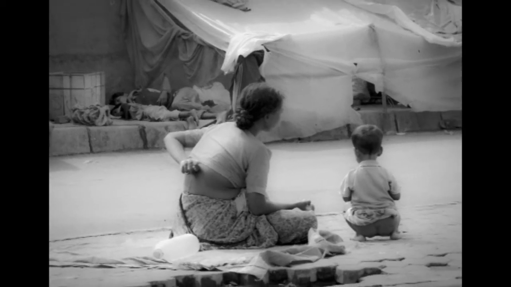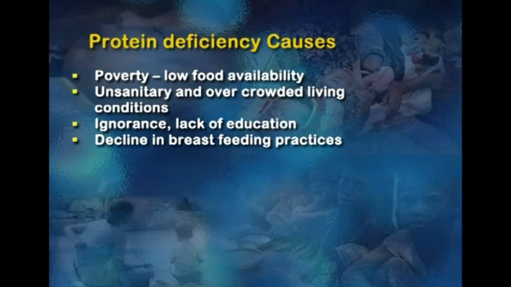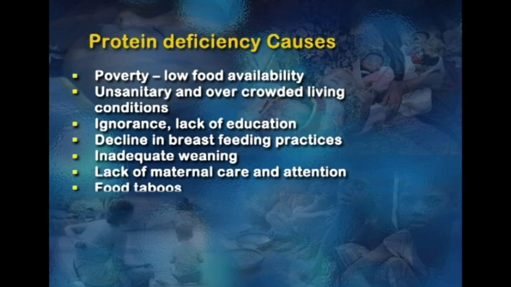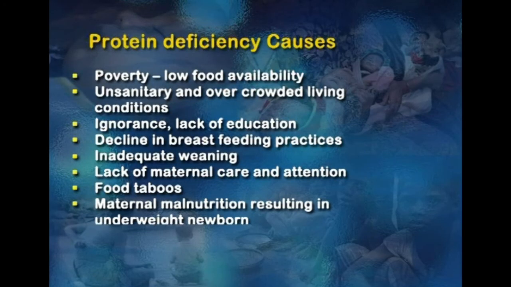introduced to the child. Decline in breastfeeding practices has also been attributed as one of the major causes for protein deficiency. Inadequate weaning, lack of maternal care and attention, and food taboos are again multiple causes. In the Indian scenario again, food taboos are going to play a major role as far as protein deficiency is concerned. Again, maternal malnutrition itself can be one of the major factors which can cause the newborn to be underweight, and the cycle will continue.